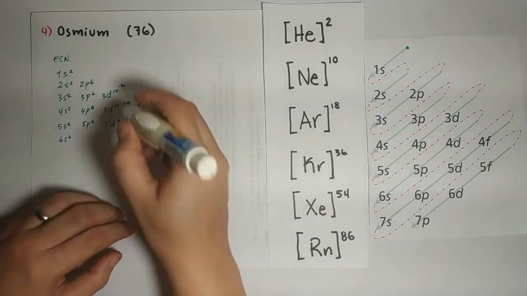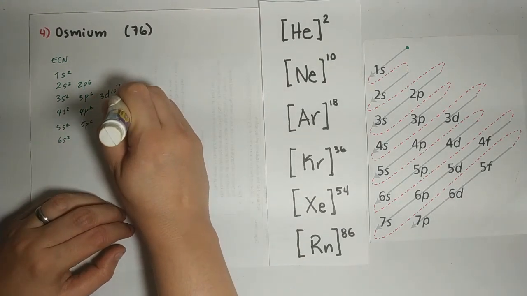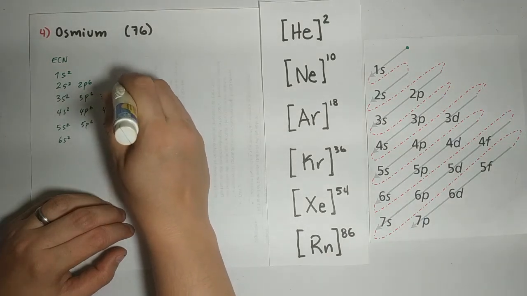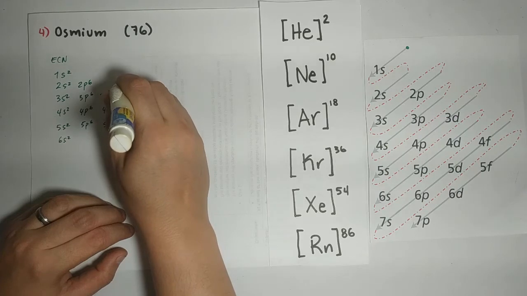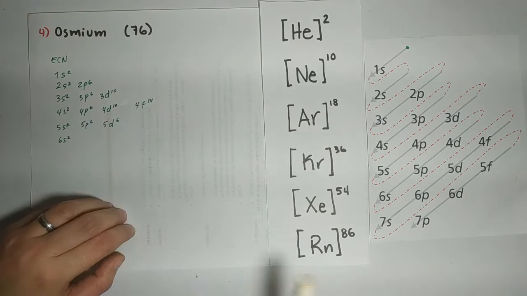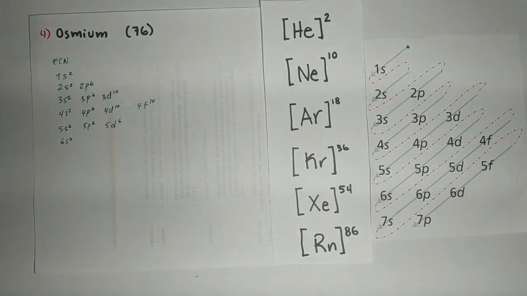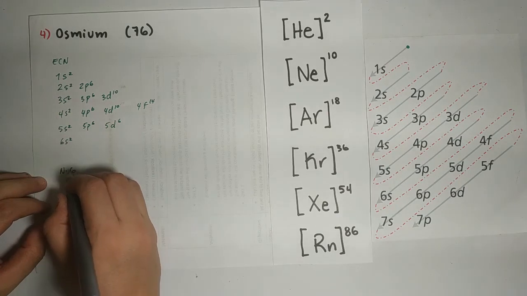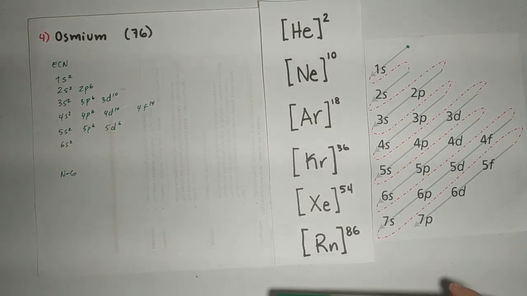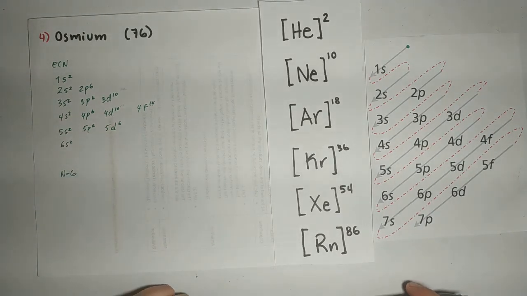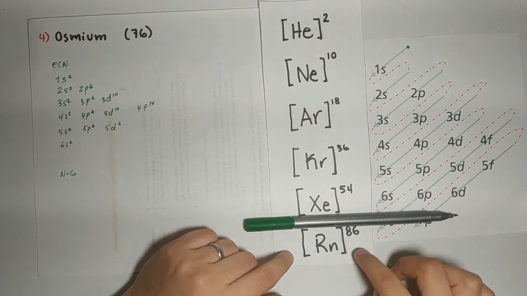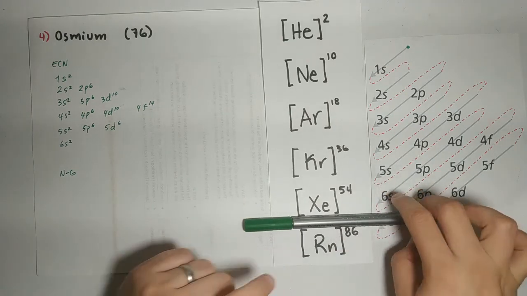Okay, now I can erase the marks that I placed before because it's a little bit annoying. Now this is the full configuration for osmium. Now I'm going to take the noble gas notation, and the noble gas that is before osmium will be between xenon and radon. So we're going to use xenon.